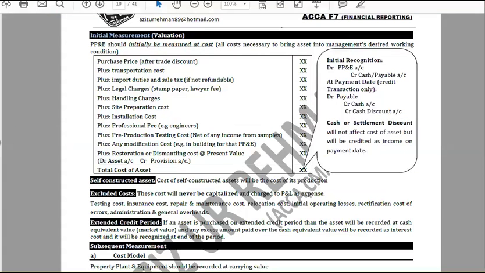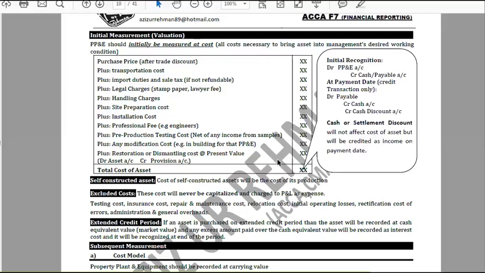So let's come back towards the notes. Property, plant and equipment initially recorded at cost. Okay, so property, plant and equipment is initially recorded at cost, and all costs necessary to bring an asset into management's desired working condition. So every cost incurred on the asset to bring the asset into usable condition will become part of the cost.